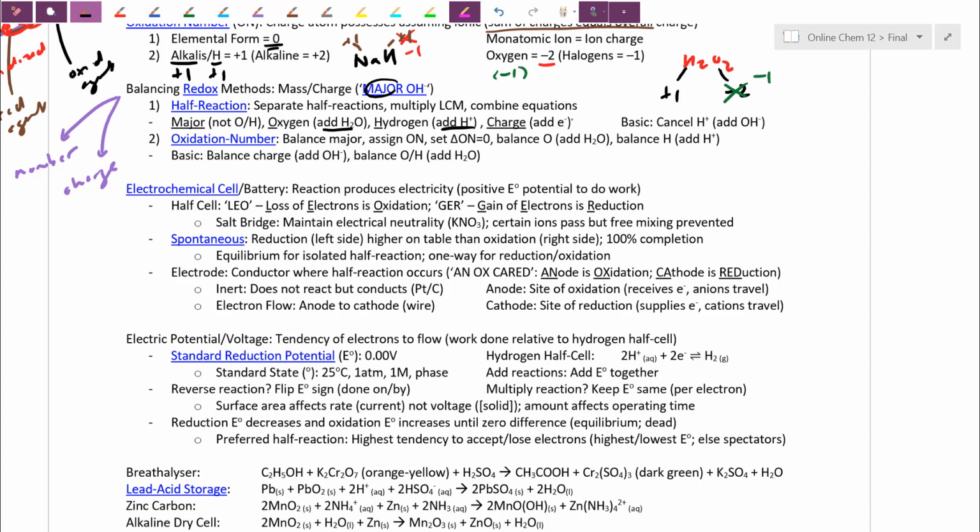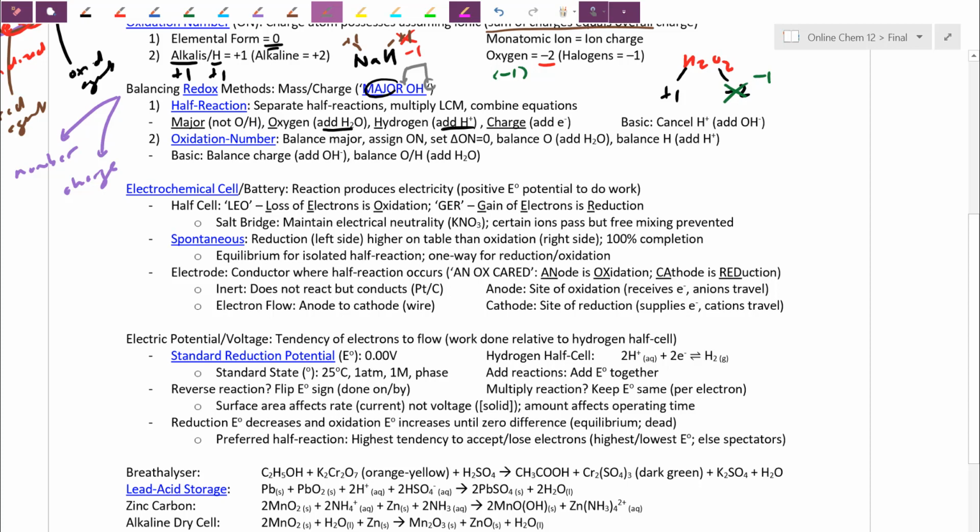You can try also with the oxidation number method. For the oxidation number method, what you're going to do is find oxidation numbers of everything. Once you balance the major atoms, you're going to balance the charges before you add the waters for the oxygen and add the H+. The advantage is you haven't broken up half equations, so when we add water and H+, we add it to the entire equation.